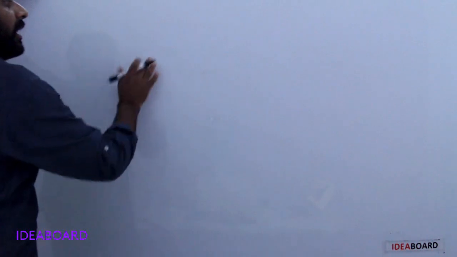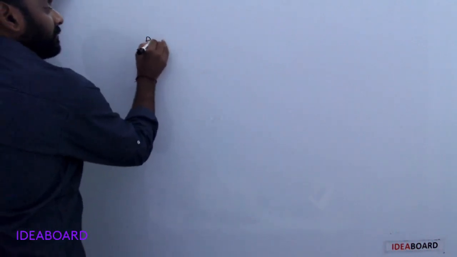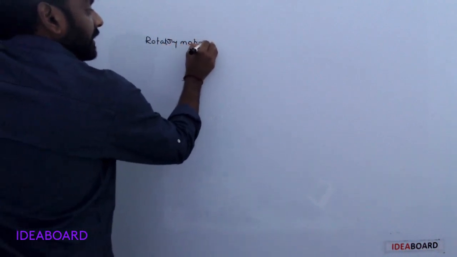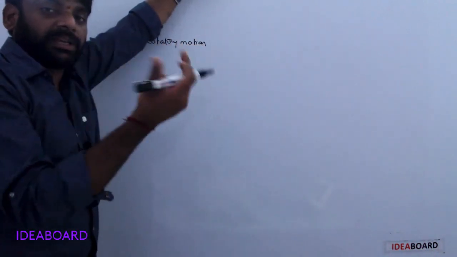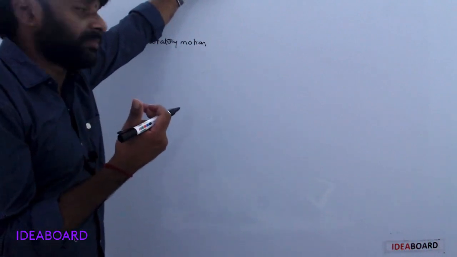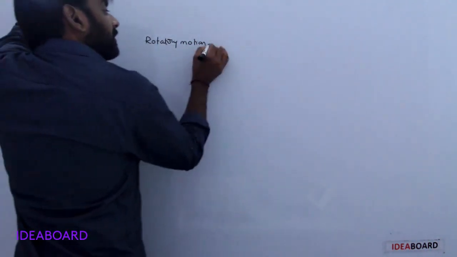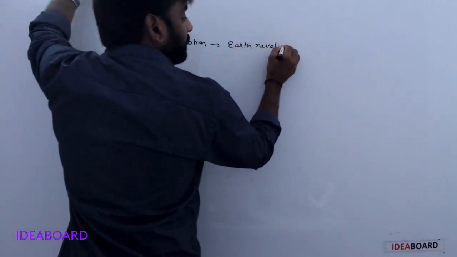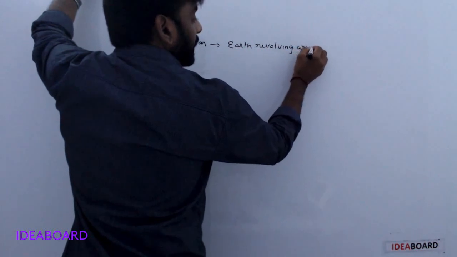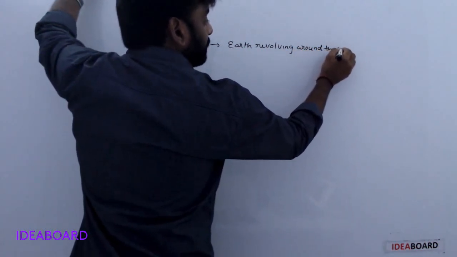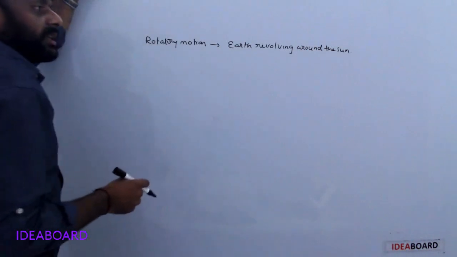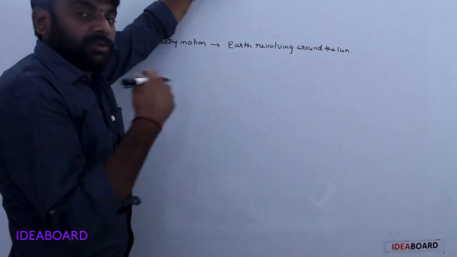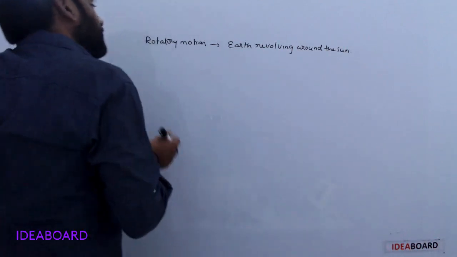Now, examples of rotatory motion. Earth revolving around the sun, the best example for that one. That is rotatory motion. And electron revolving around the nucleus. Okay, these are the examples.